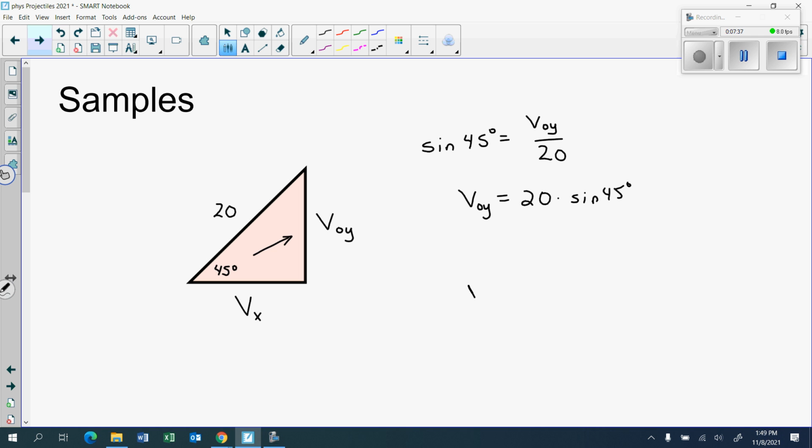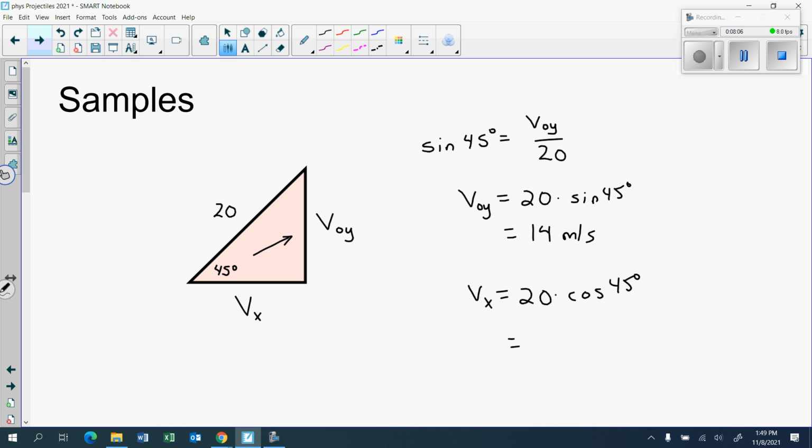I can do the same thing for VX. And VX, I'm going to find, is going to be 20 times the cosine of 45 degrees. I thought I didn't have to do that, Mr. Lohr. Aren't they the same size? Yes, they are. But since these are just some notes that I'm making, I'm going to do it both ways just to double check. So I've got my calculator here in my hand, 20 times the sine of 45 degrees. Enter, and I get 14.14. You know me, I round up.